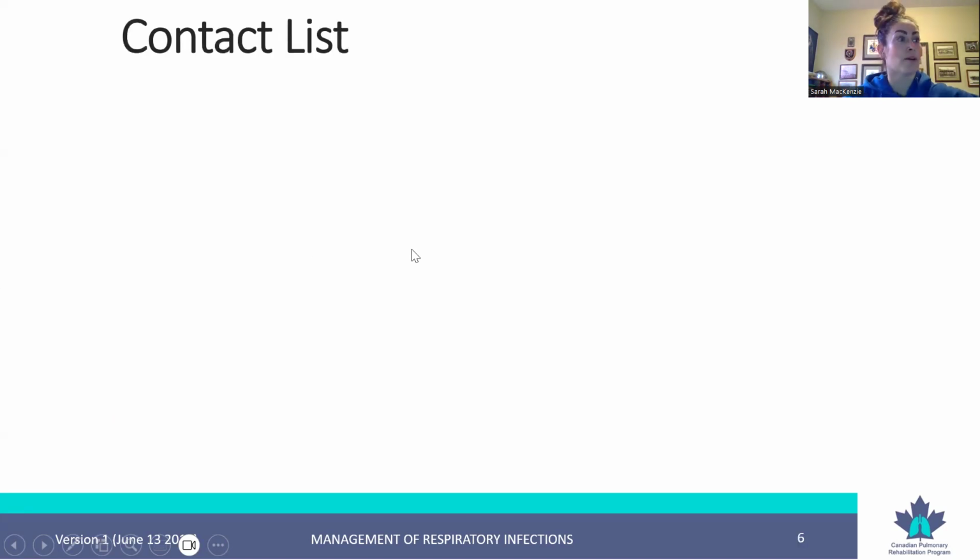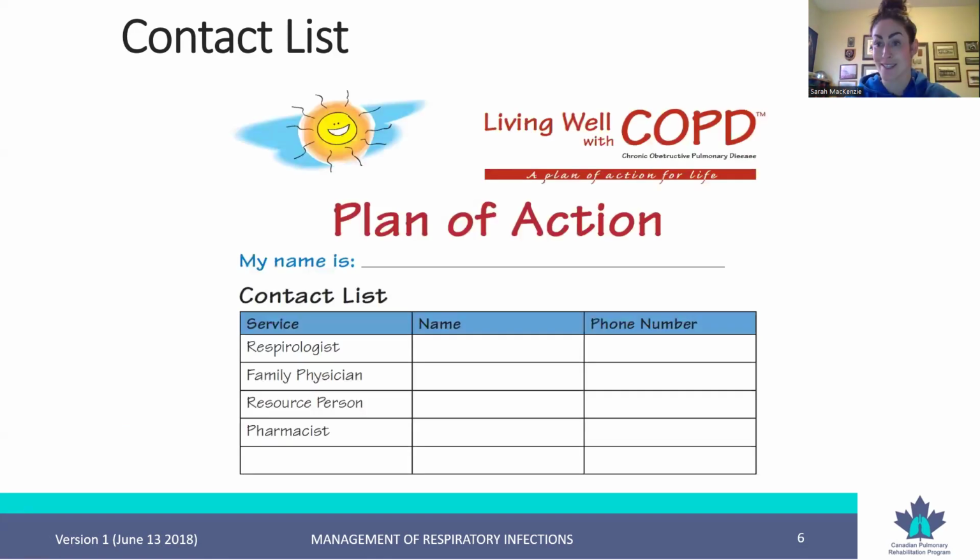So let's talk about the contact list. If you're looking at the one-page document, it's in orange here. And if you're looking at the 2-pager, it looks exactly like it does in the presentation. So it is the blue section right here. So there is space to write down all your important numbers.